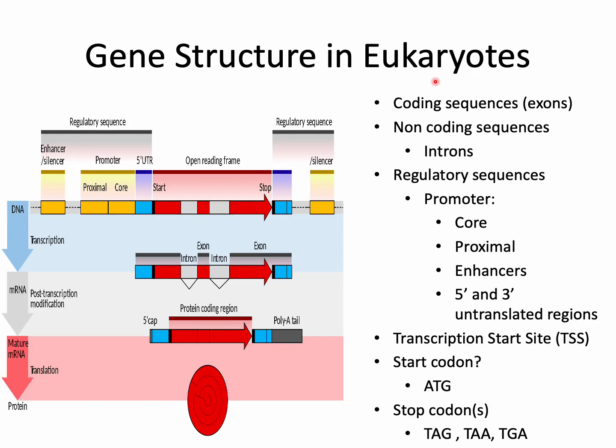Eukaryotic genes include coding regions called exons and non-coding regions like introns. Regulatory sequences such as promoters and enhancers control gene expression. Transcription starts at the transcription start site, and translation begins at the start codon ATG and then ends at one of the stop codons: TAG, TAA or TGA.